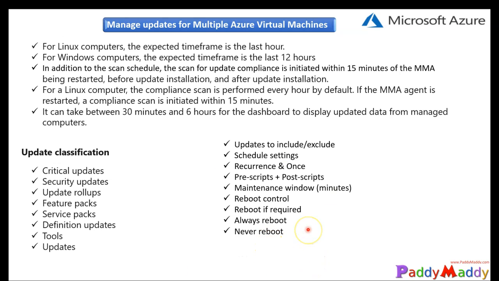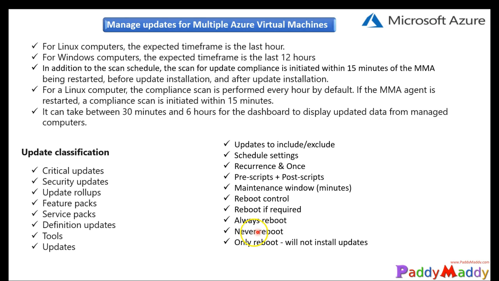So for example, some machines are not required to be rebooted, or maybe they can always be rebooted or never rebooted. Those configurations can be set, and there is also a reboot-only option that will not install updates. It just reboots with this option. So you have all the possible options, and based on that you can deploy the patches.